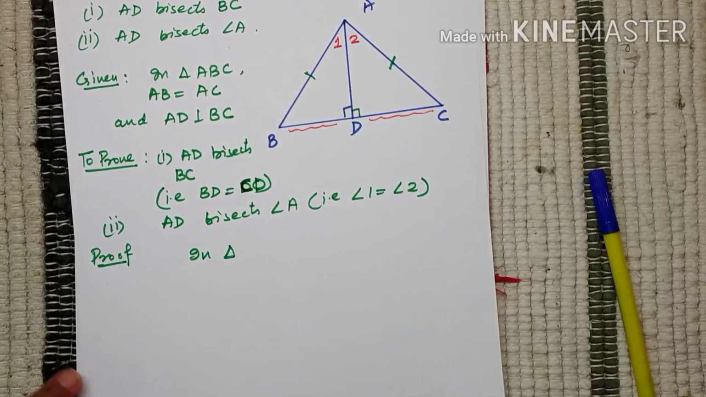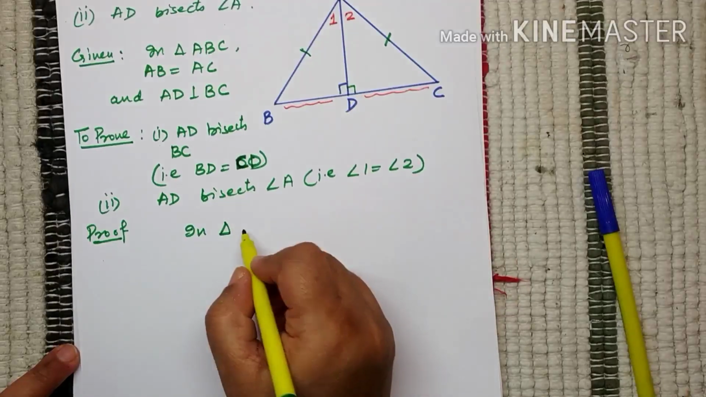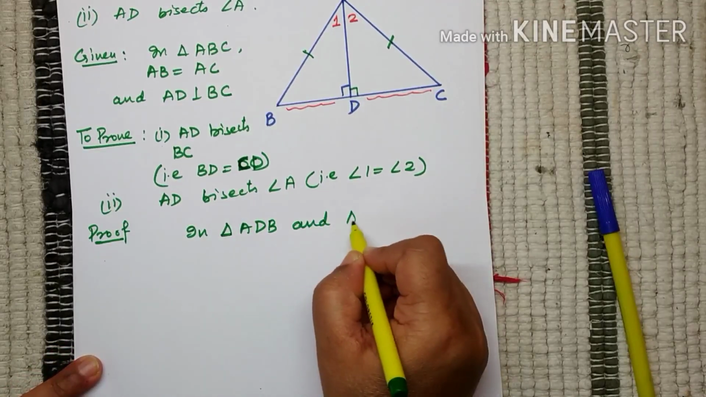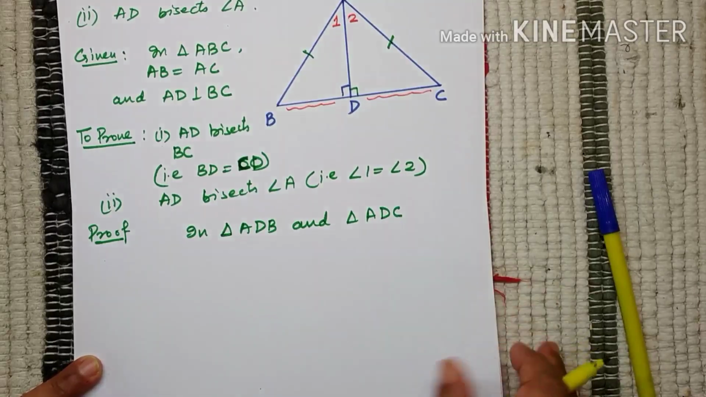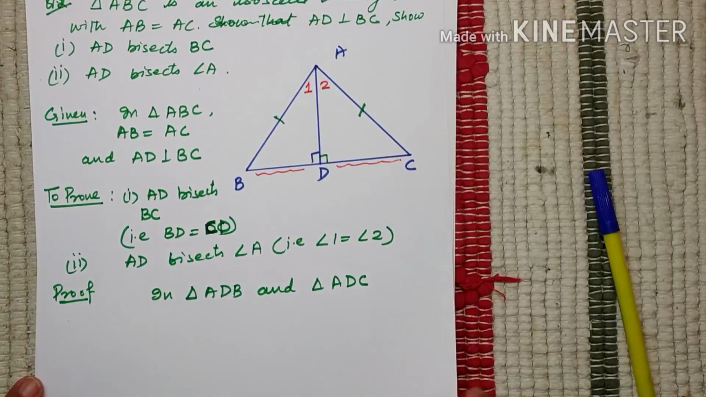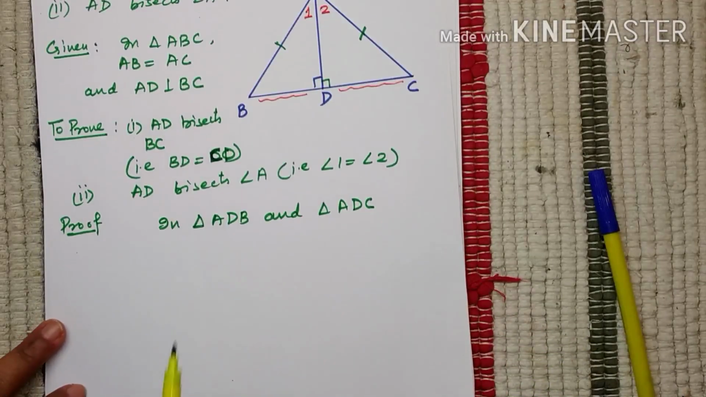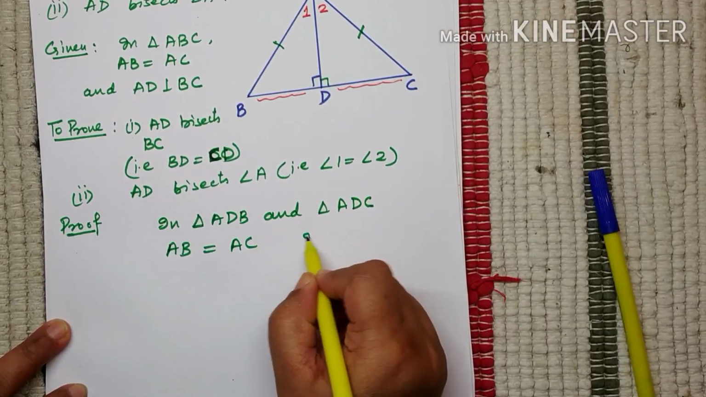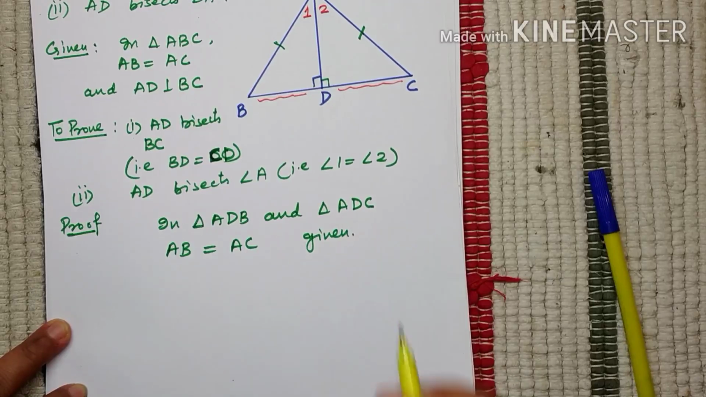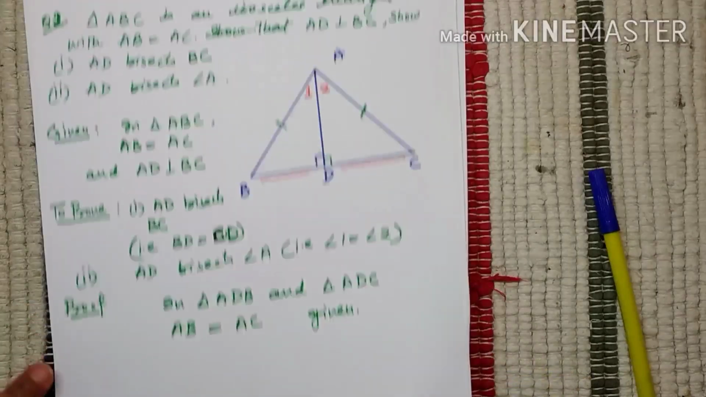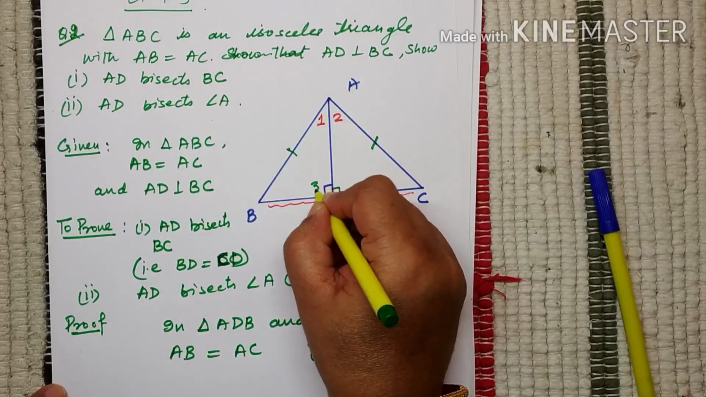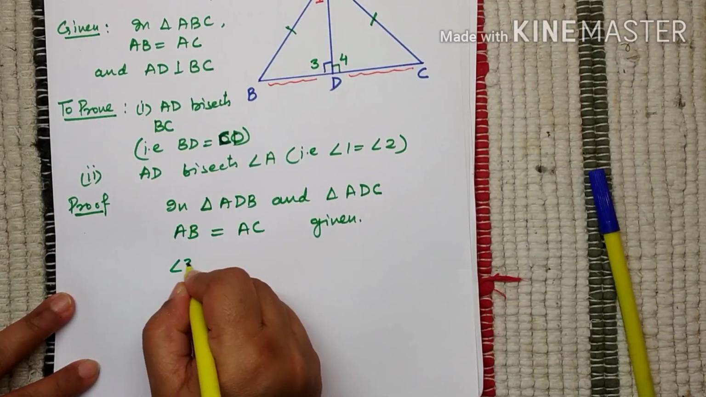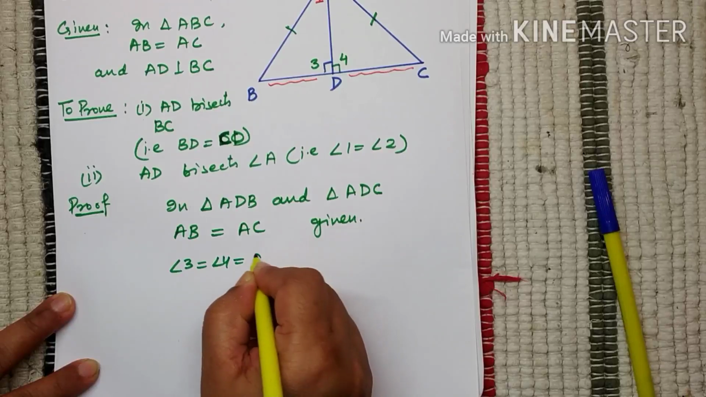So in triangle ADB and triangle ADC, now children, what do I have in these two triangles? What is given? Let us write down first. AB equal to AC. Why? Because it's given already in the question. Let's mark it down as given. Then can I call these angles 3 and 4? So angle 3 is equal to angle 4 equal to 90 degrees.